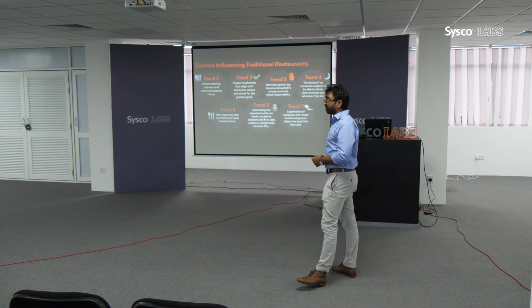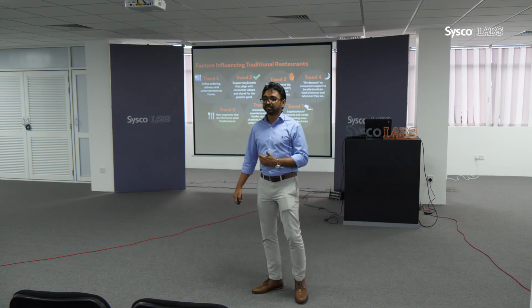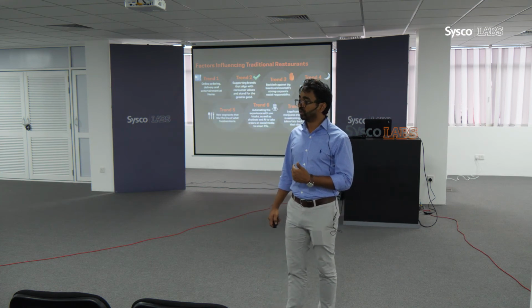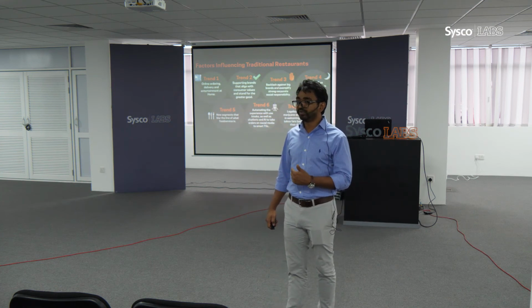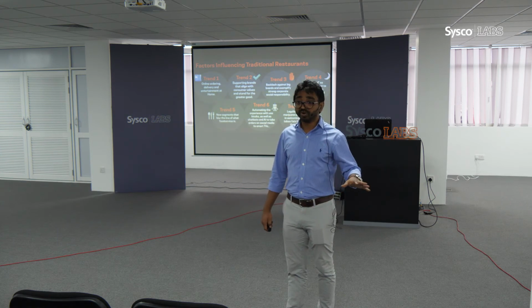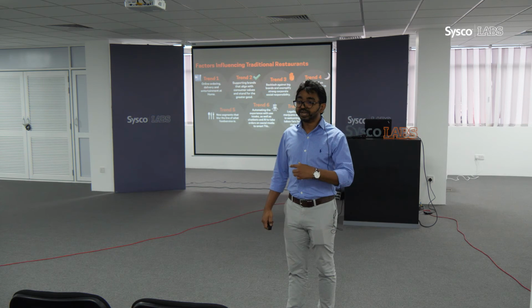Trend six, automation. Again, this is where we are focusing on, right? From AI to chatbots to online ordering to burger flipping robots to whatever that we talk about, automation is here. That's a new trend that is the future, right?